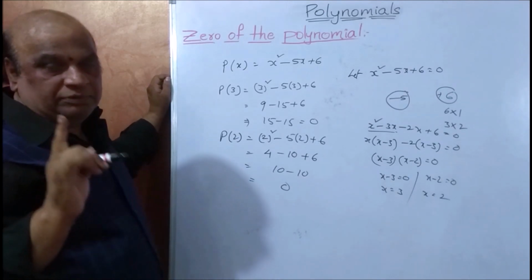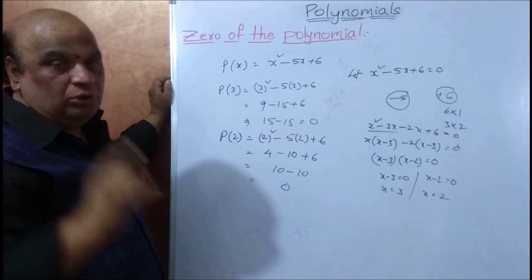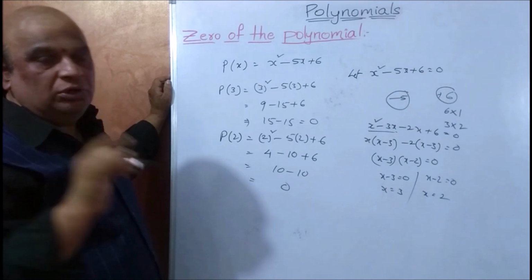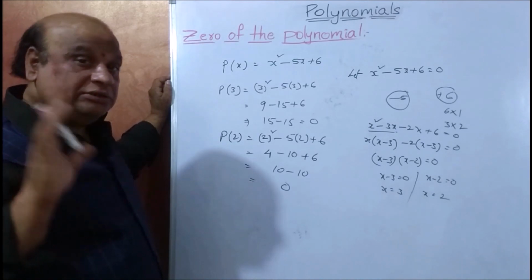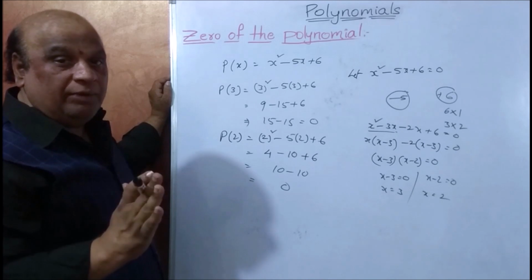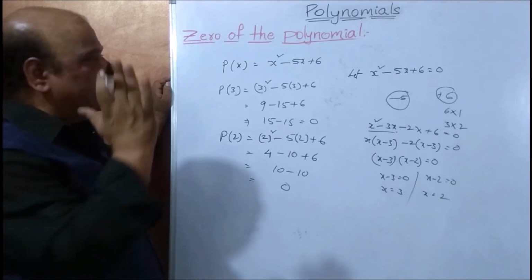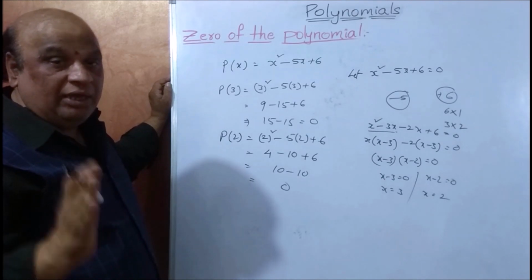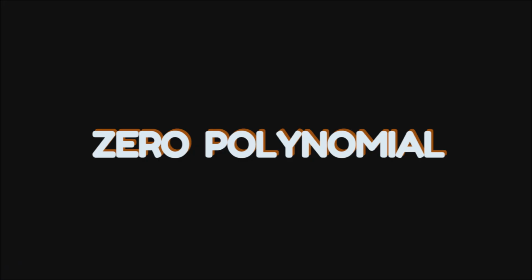Here observe one logic: a first degree polynomial has only one zero, a second degree polynomial has two zeros, a third degree polynomial 3 zeros, a fourth degree polynomial 4 zeros. This is the logic. An nth degree polynomial has n zeros. This is the conclusion.